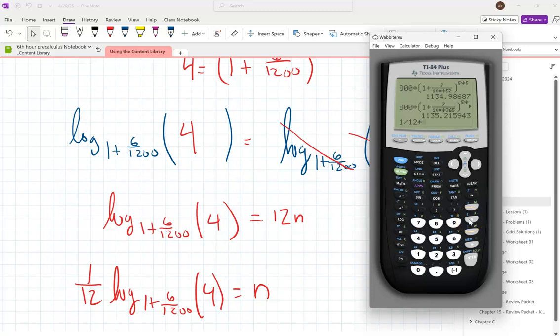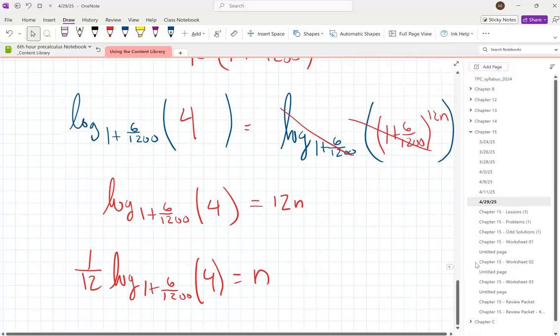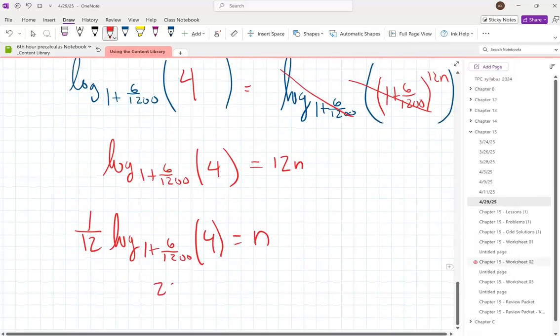Now, to type a log base into my calculator, I'm going to press the math button, scroll down to the bottom and select the log base command. And I can literally just write in the expression 1 plus 6 over 1,200. And I get that 23.16 is my number of years.